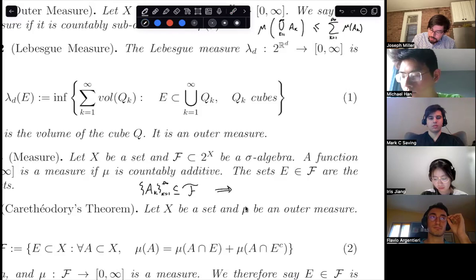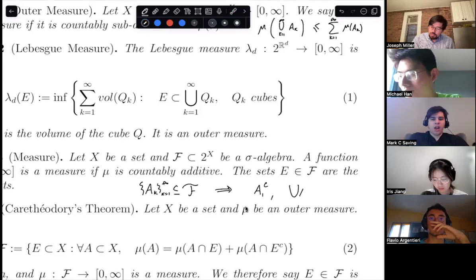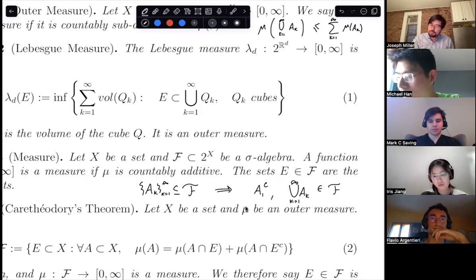This should imply that, one, every complement is within the set. So you give me a collection of things which I think are measurable. I should be able to measure the complement of the set. That should be a thing that's also measurable. And I should be able to measure all unions of countable collections of sets. So these are both in F. This is a sigma algebra.